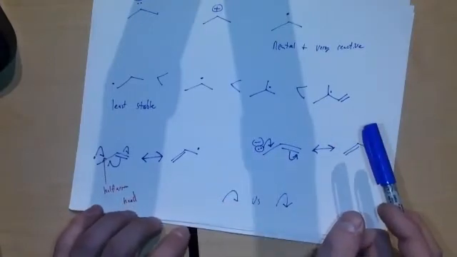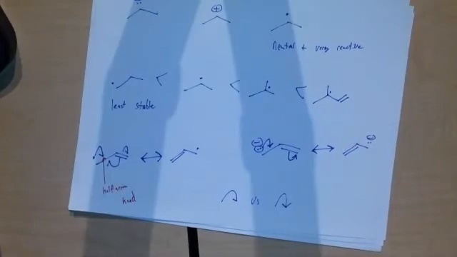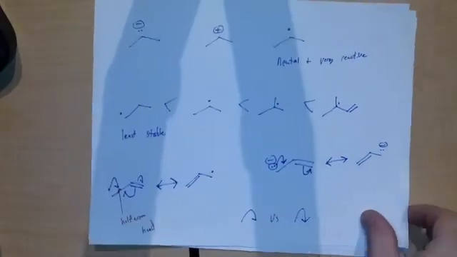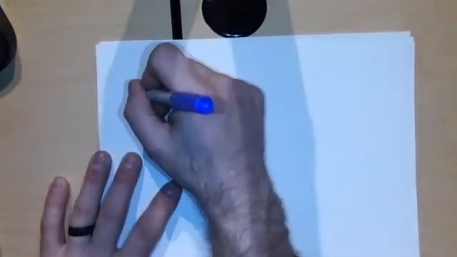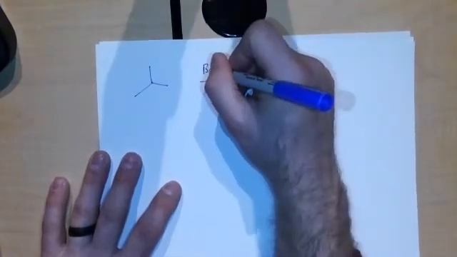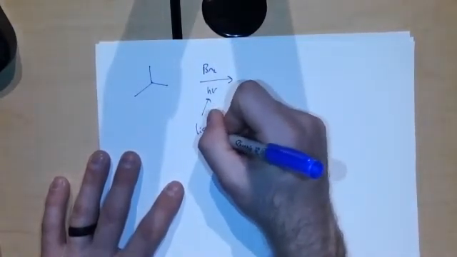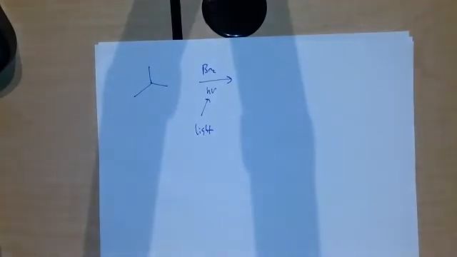It follows the same form as with positive and negative charges. You're just moving these single electrons instead. So the first reaction I'm going to talk about is a simple bromination reaction. If I take an alkane and throw in Br2 and light, this is light. This is going to brominate at its most stable position it can.